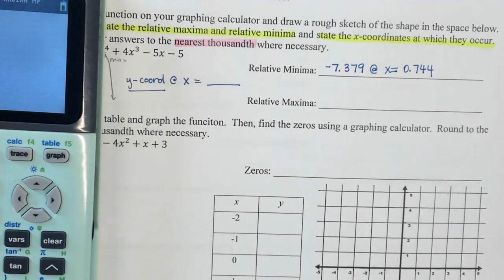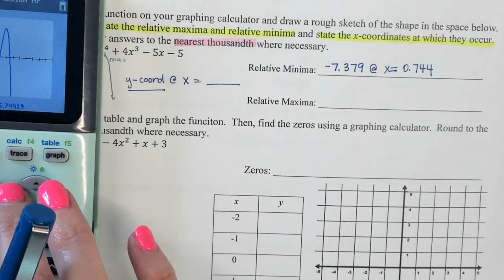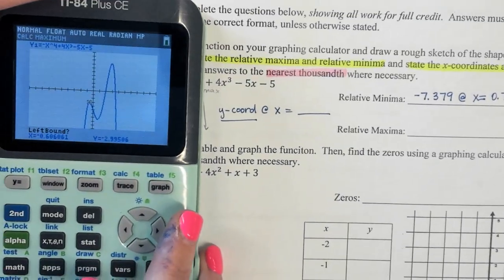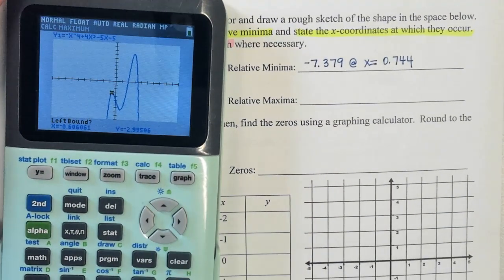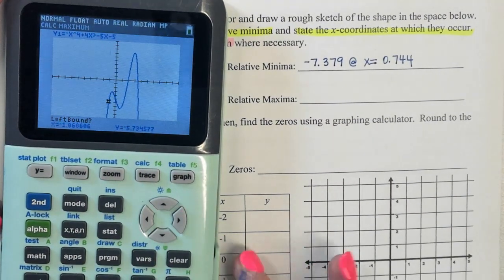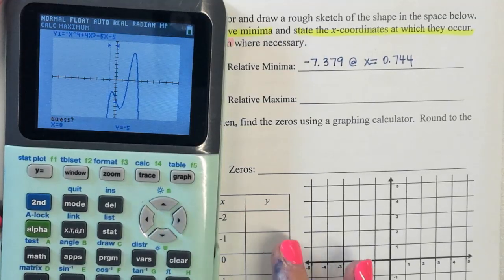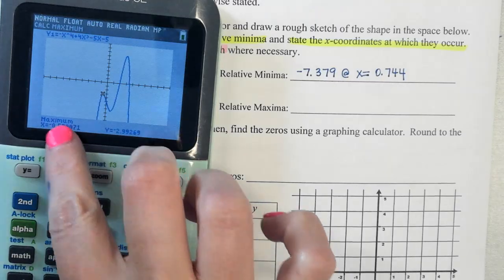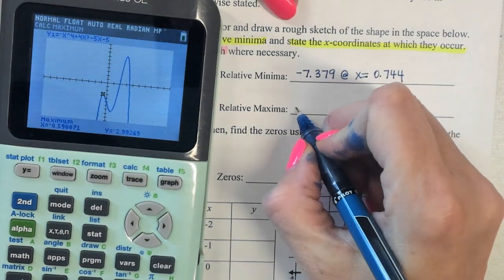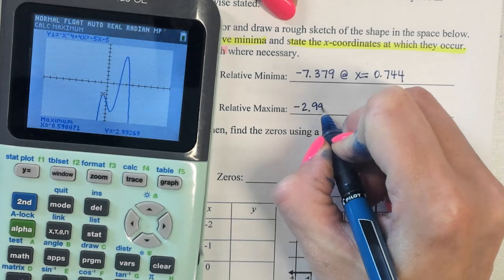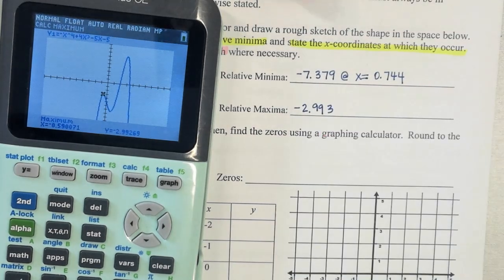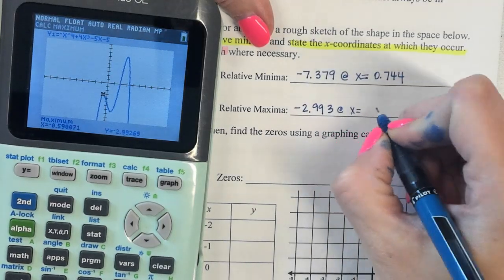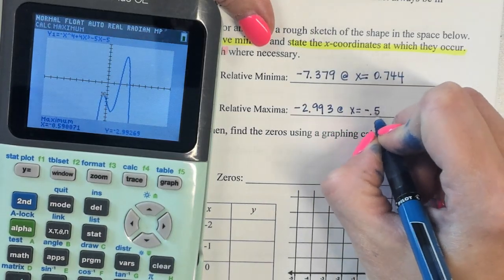And then we have 2 maximums. Okay, so if you're having trouble with the maximums, just make sure you go to the top, and then you can just go a couple to the left, a couple to the right. You are telling your calculator, find the highest point in between those. Wait till it says maximum. That's how you know you found the correct value. Okay, so -2.993 when you round at x equals -0.590.